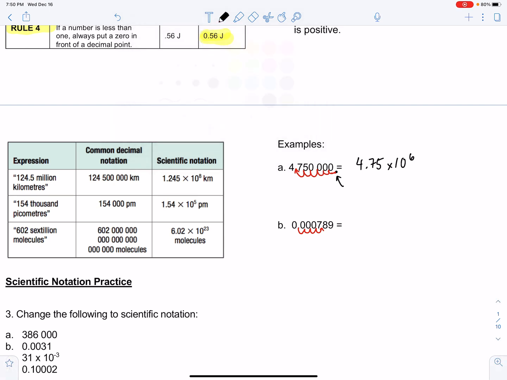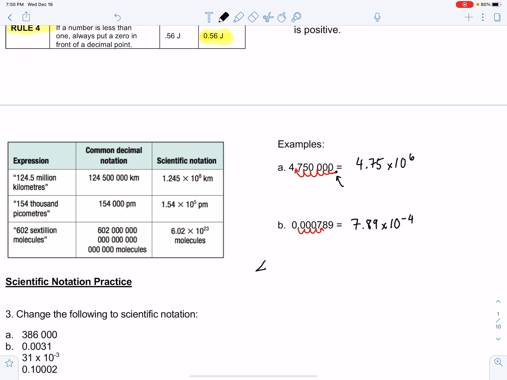So we can write this as 7.89 times 10 to the power of, now we moved it to the right, so the exponent will be negative, and we moved it 4 spots, so the exponent will be negative 4.